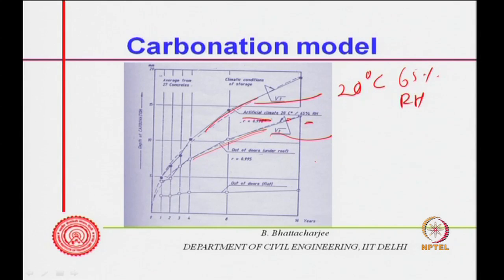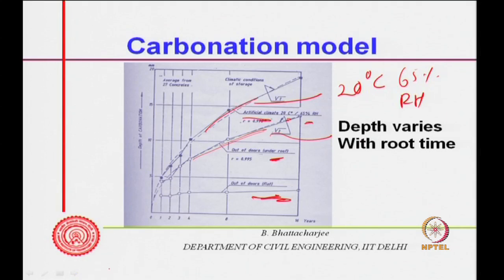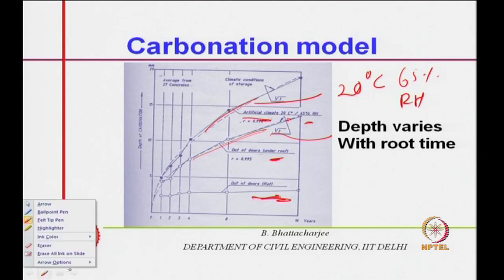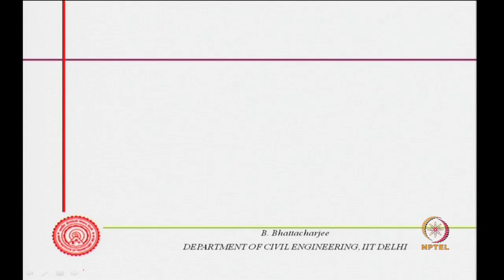So, a lot of moist condition is prevailing here, and this is completely out of doors, flat. This is of course over a roof. So, this is more outdoor like, exposed to rain. What it shows is that the root t relationship after all is quite often followed. So, this relationship, although very simple, that depth varies with root time, becomes a kind of understanding that we develop from this situation.